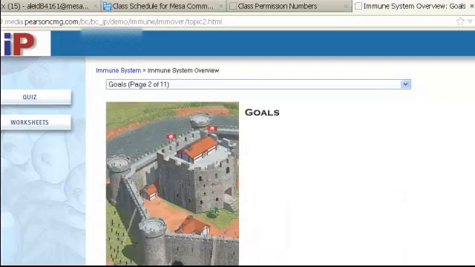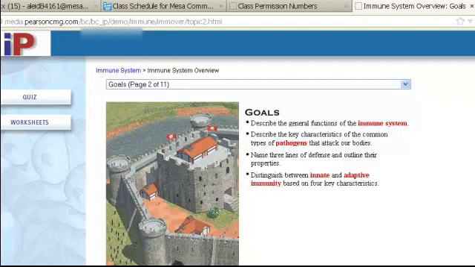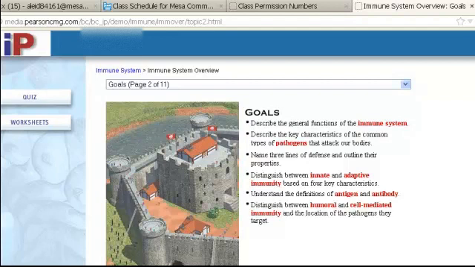Your goals for learning are to describe the general functions of the immune system, to describe the key characteristics of the common types of pathogens that can attack our bodies, to name the 3 lines of defense and outline them, to distinguish between innate and adaptive immunity based on 4 key characteristics, to understand the definitions of antigen and antibody, to distinguish between humoral and cell-mediated immunity and the location of the pathogens they target. Here's what you need to know.